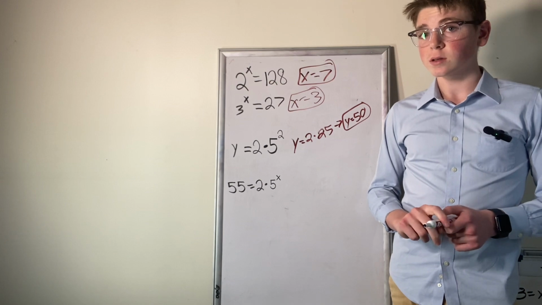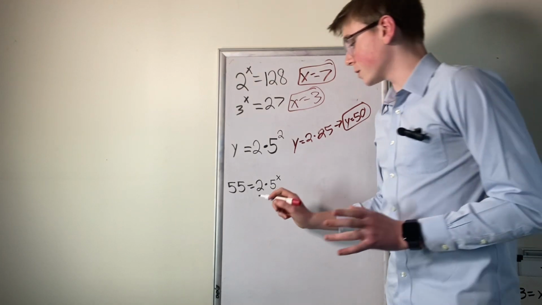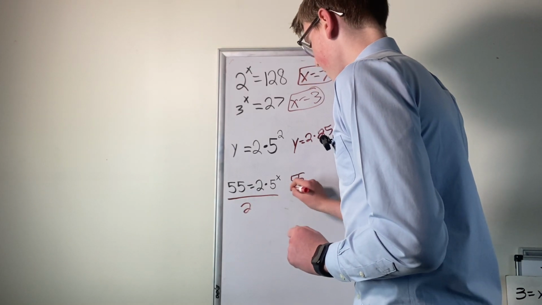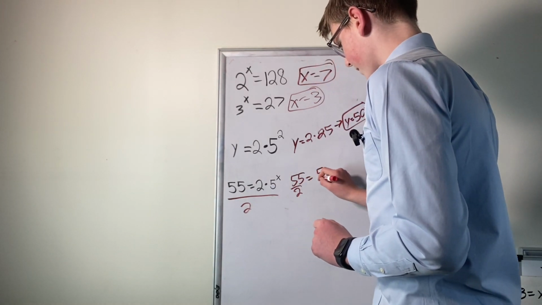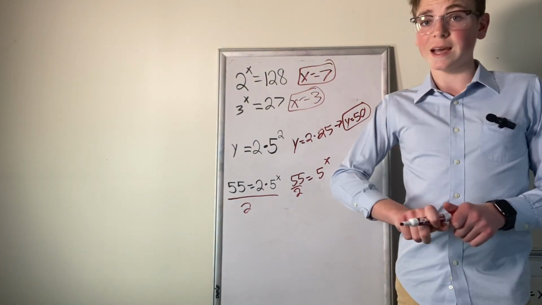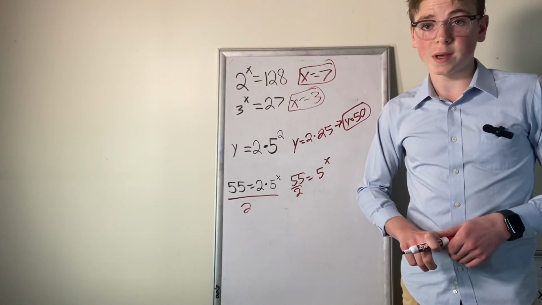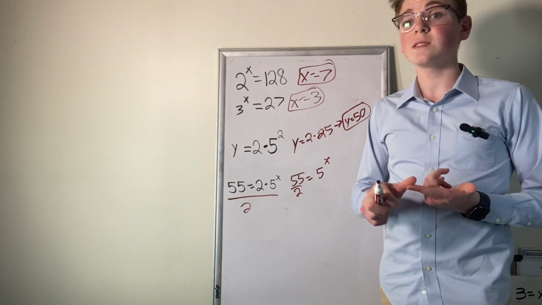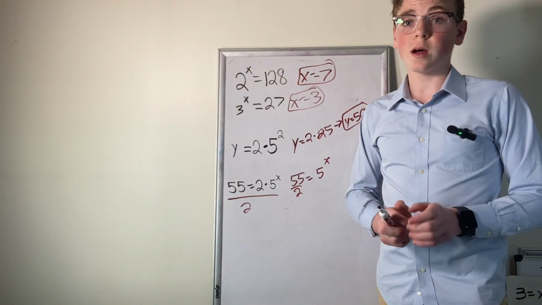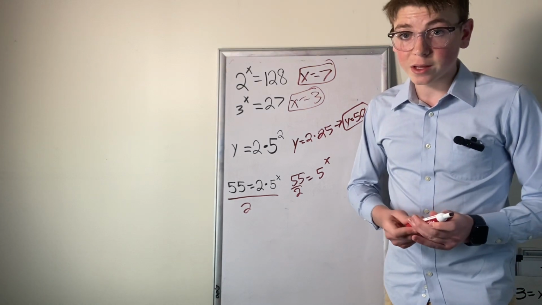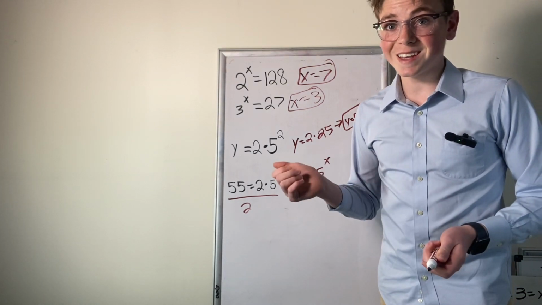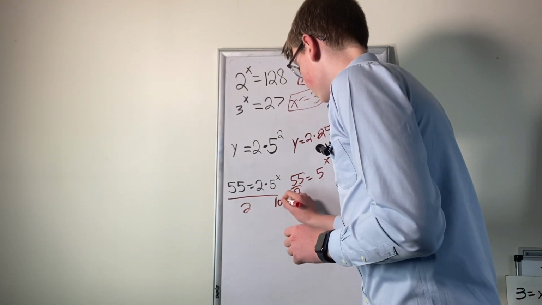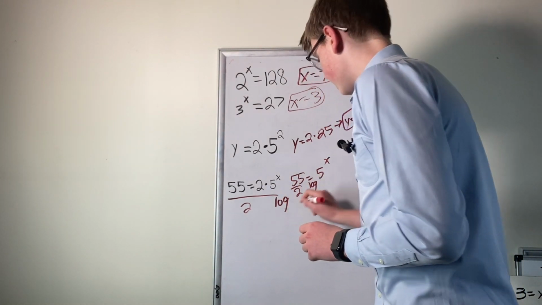Then we have 55 equals 2 times 5 to the x. We flipped it around, so it's weird. First, we divide both sides by 2, right? So 55 halves equals 5 to the x. Then, as I said, you will want to know what a logarithm is. You could take a log of both sides, or you could take a log base 5 of both sides. You would need to know how to put a log base 5 on your calculator. So I'm just going to take a log of both sides, and it's not too bad.